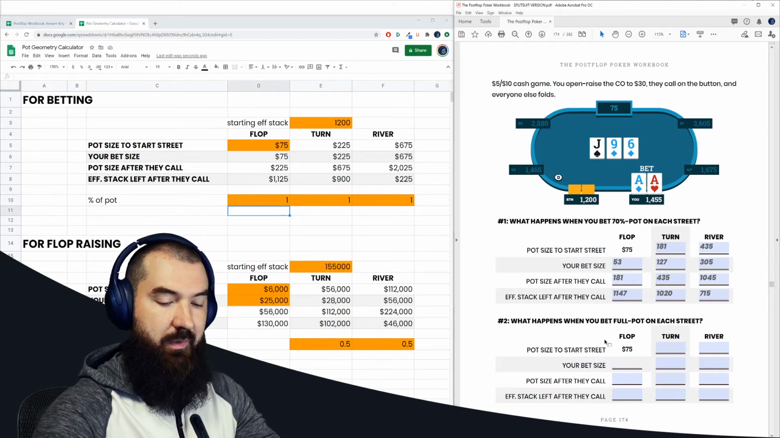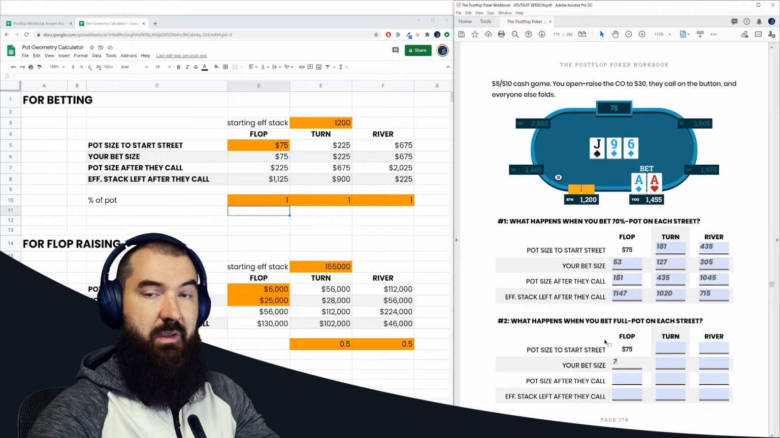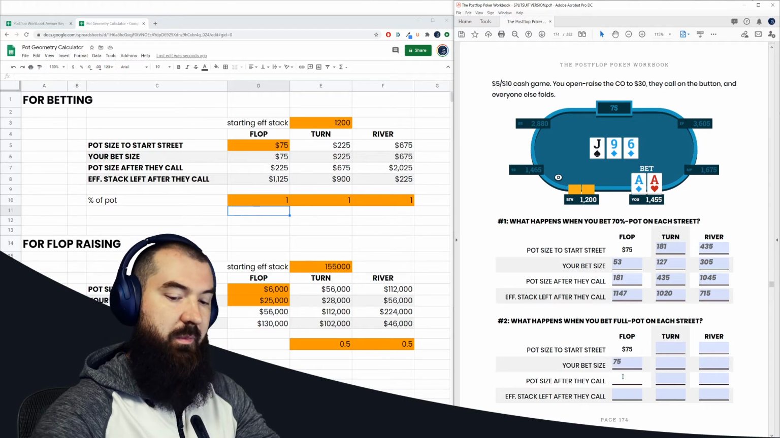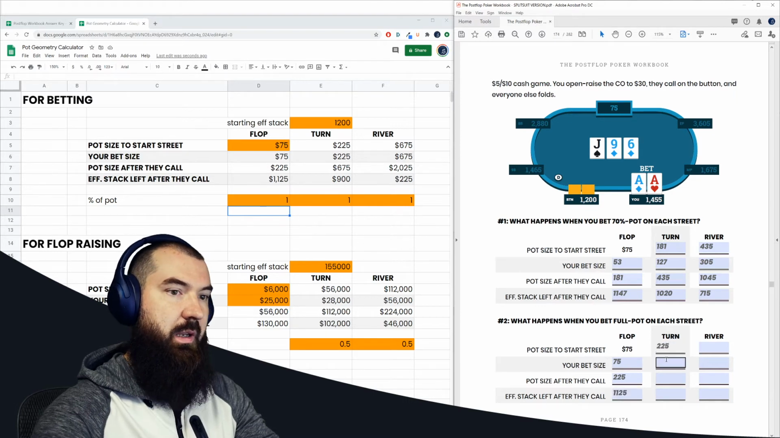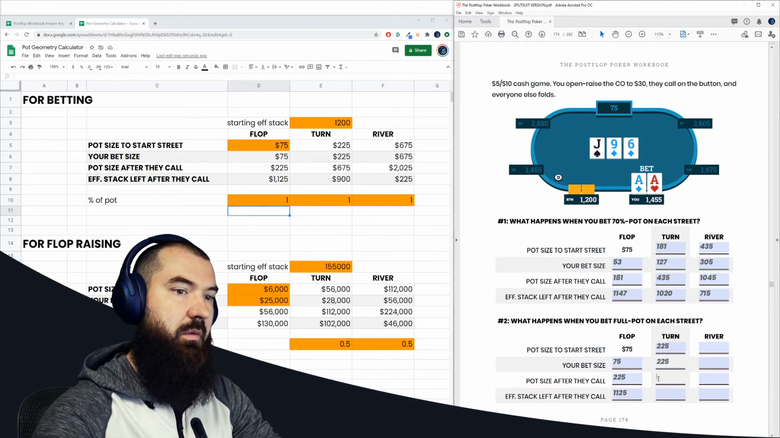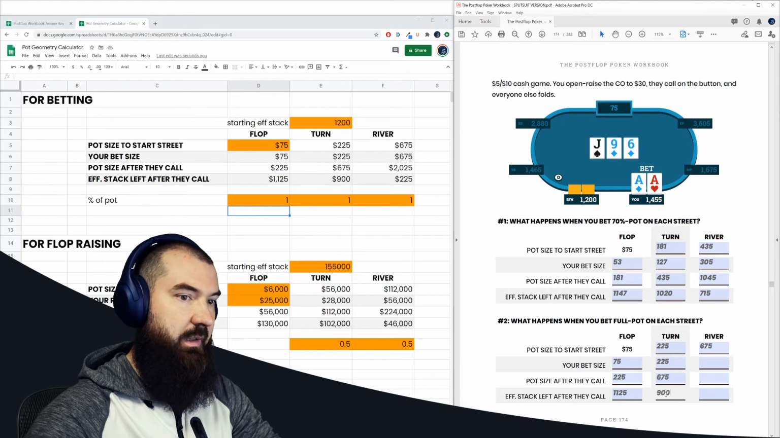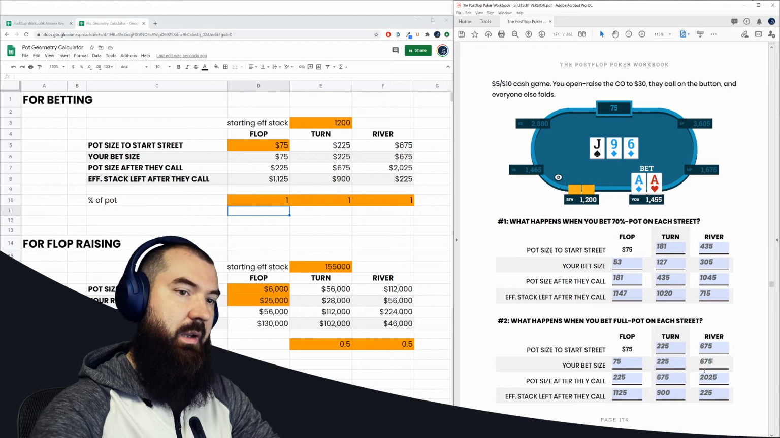So your bet size, obviously 100% of 75 is 75, and 75 times 3 in that situation, 225, and 1125. And then we're just going to start ripping through the rest of these and see what's going on. And that makes it 675, 675. Effective stack left after they call. 525, and 675.